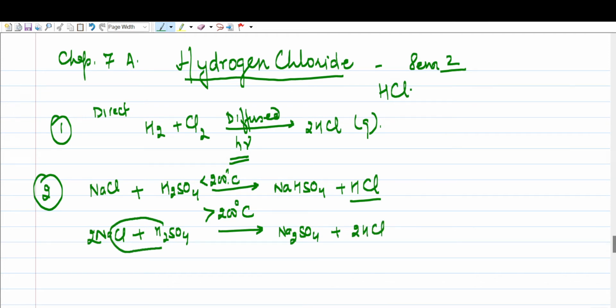Okay, so this is what you're going to get. Here the sodium sulfate formed is going to deposit in the glass apparatus, and when we further heat it, it is going to absorb heat. So this is not an economic method and it will also spoil the apparatus.